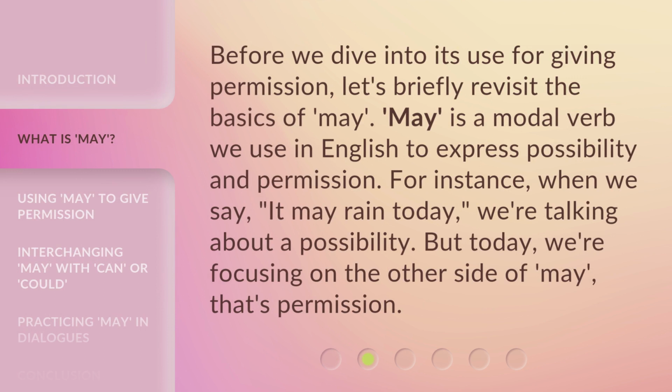Before we dive into its use for giving permission, let's briefly revisit the basics of may. May is a modal verb we use in English to express possibility and permission. For instance, when we say, "It may rain today," we're talking about a possibility. But today, we're focusing on the other side of may. That's permission.